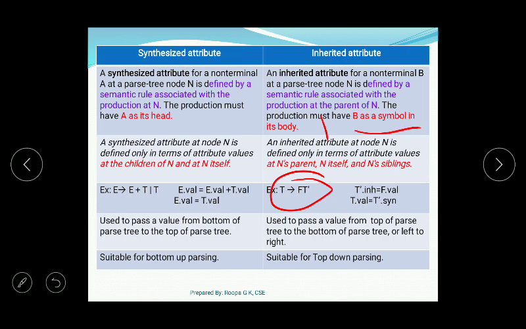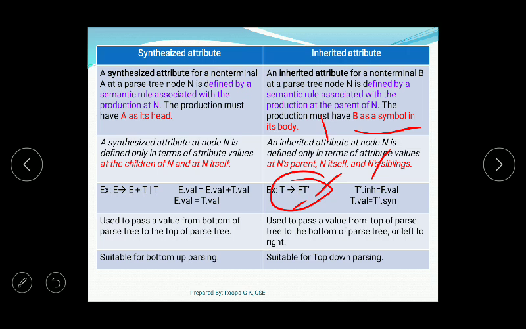Now we are going to write the inherited attribute for T dash. T dash.inh: dot inh means it is an inherited attribute. To represent an inherited attribute, we will use inh. What is T dash.inh? It is nothing but F.val, meaning the value which is present in F is copied to T dash.inh.